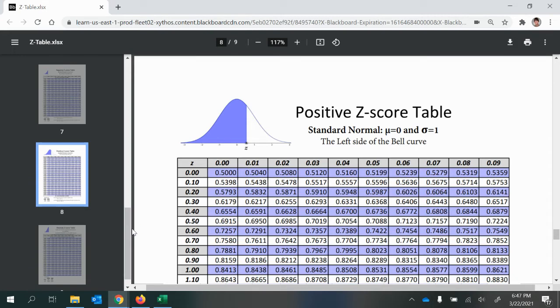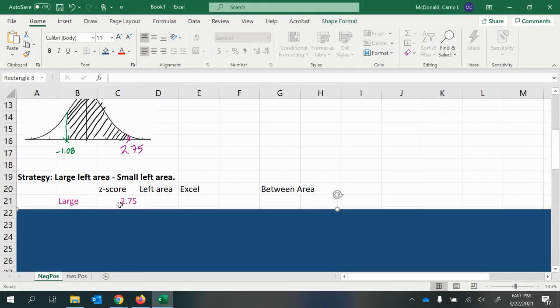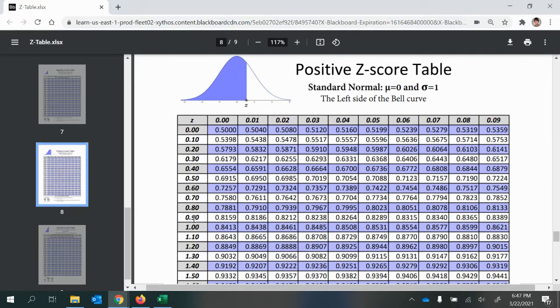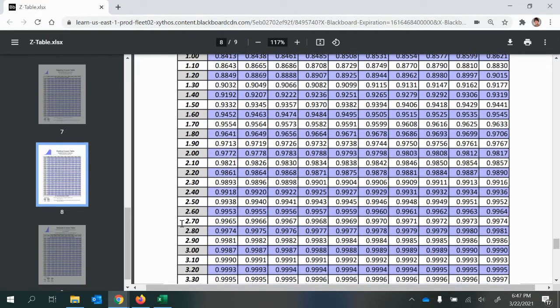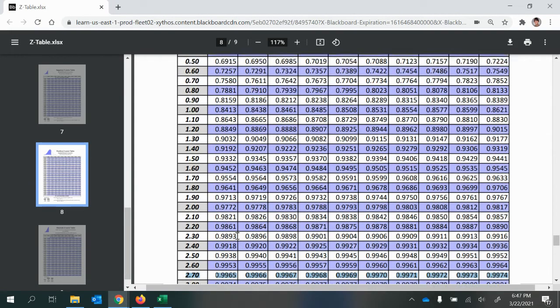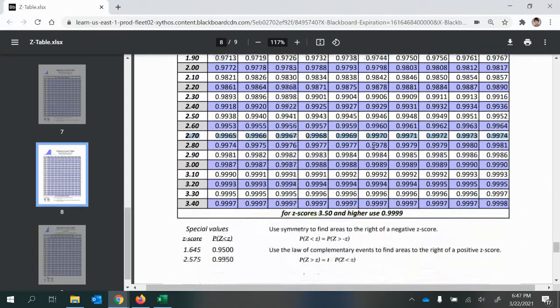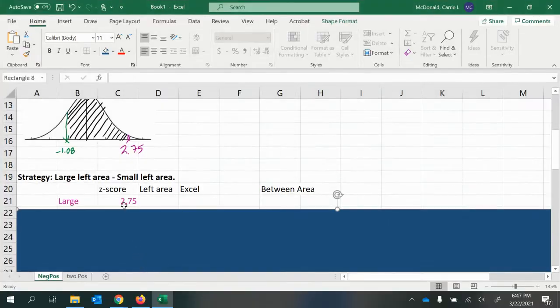Since this first z-score is positive 2.75, I'm going to look in the positive z-score table. The z-scores are on the outside, the first column and the top row. So the first two digits are in the left column. I'm going to look up 2.7 here, and I'm just going to highlight that row and keep track of it. Then I'm going to look for the column heading that has 5 as the last digit. That's here in this column. And I'm just going to come down here and find that I get 0.9970 for my first left area.